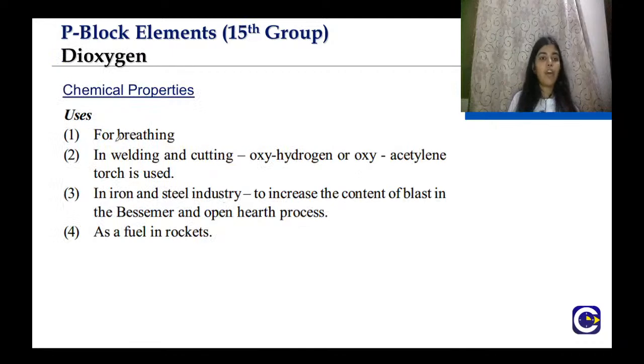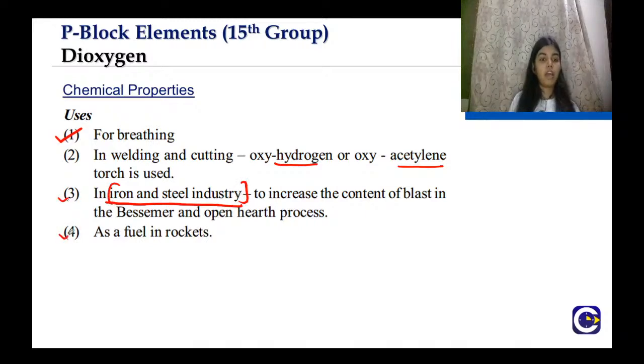Now uses of dioxygen are, it is used for breathing, in welding and cutting. If you see oxyhydrogen or oxyacetylene torch is used. In iron and steel industry to increase the content of blast in the Bessemer and open hearth process. Right, these processes you can study. Basically you can write it down. In iron and steel industries it is used.